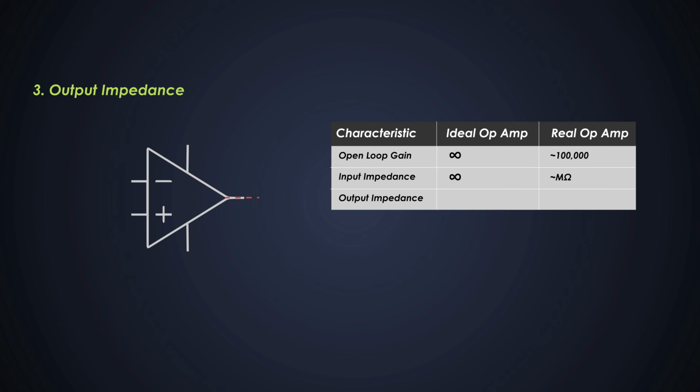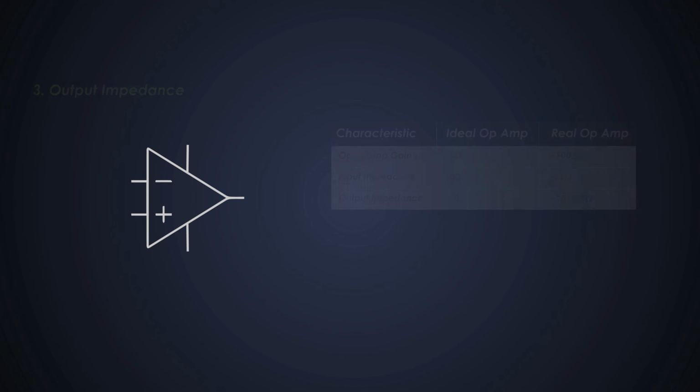Next is the output impedance. The ideal op-amp has zero resistance, so that the maximum value of signal should be taken out. It can act as a perfect voltage source without any internal losses. Well, real op-amps have to differ with that. The real op-amps have some resistance which is in the range of 70 or 100 ohms.